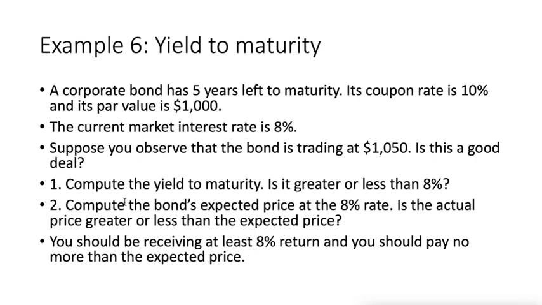All right, so let's look at example 6, where we compute the yield to maturity. So in this case, the corporate bond has 5 years left to maturity. Coupon rate is 10%, and par value is 1,000. Coupon rate is 10%. That means that what the firm is paying, its coupon payment, is $100, which is 10% of 1,000. The current market interest rate is 8%.